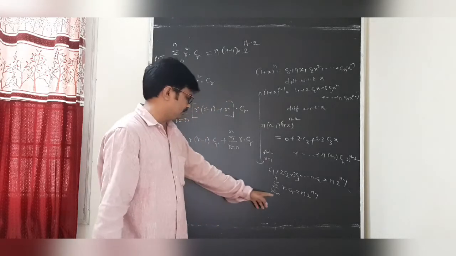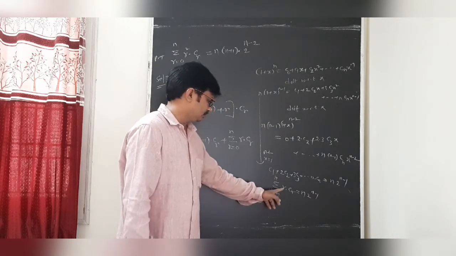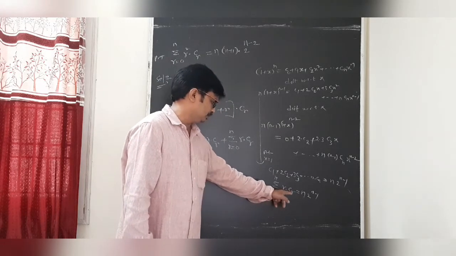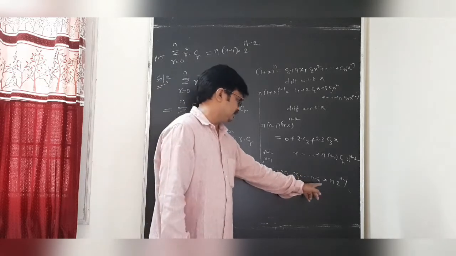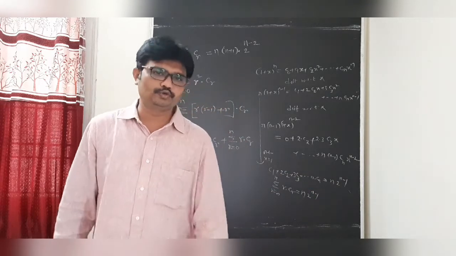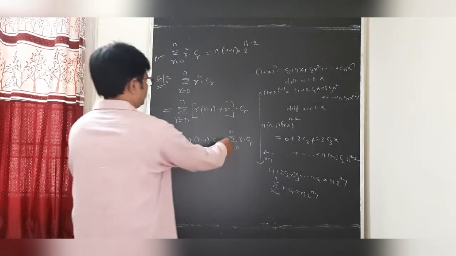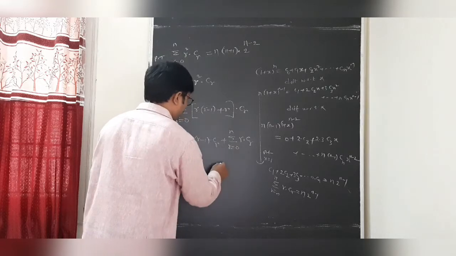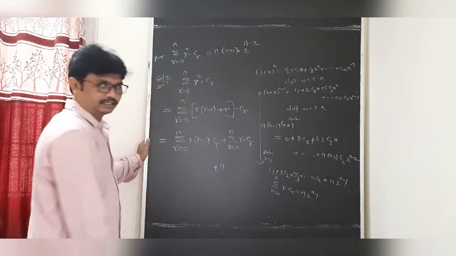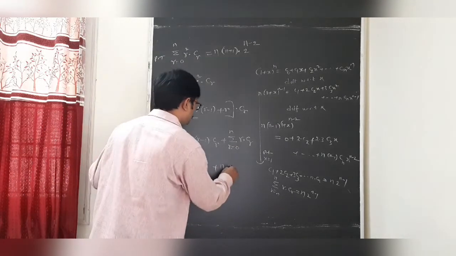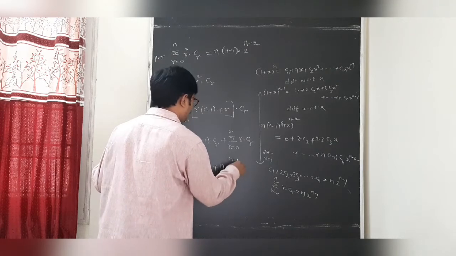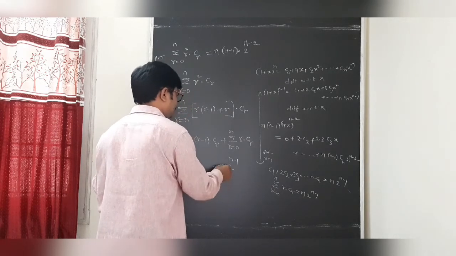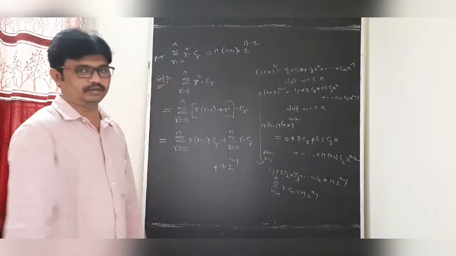How to write, students? When we are taking r as 0, then it will be 0. 1C1, r is 2, 2C2. Similarly, finally, nCn, that is n into 2 power n minus 1. So this is confirmed. This is the formula, students: n into 2 power n minus 1.